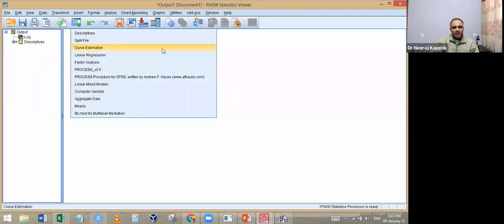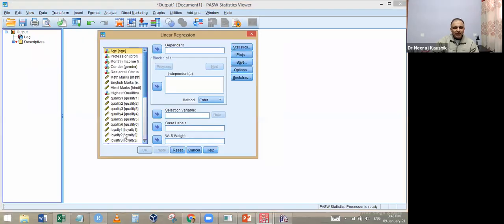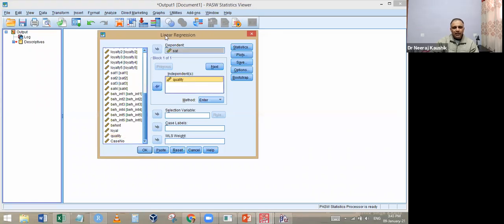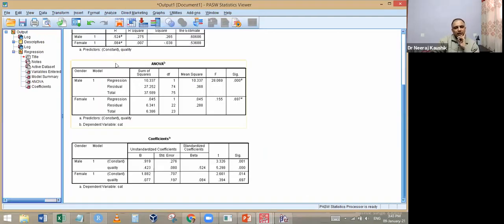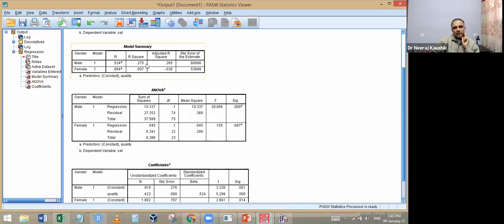Let me run a linear regression. In the linear regression, I say that satisfaction depends on quality. Nothing else. Simply click OK and see for the boys. Now it's really interesting. For men, R square is 27%. For female, it's 0.000. How will you address it, ma'am? Even when provided the best quality, girls are not satisfied, but boys are very satisfied. Maybe girls would like to explore more. At least my data is saying this. Female R square is 0.007 and male it's 0.27.